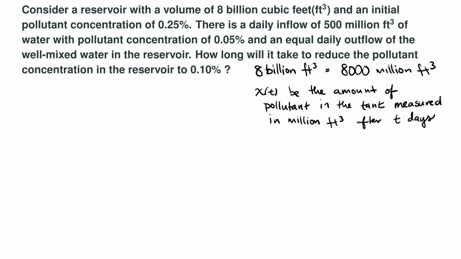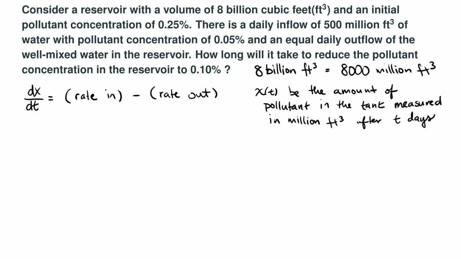So the rate at which the amount of pollution is changing in the tank per day is related to the amount of pollutant that's coming into the tank minus the amount of the pollutant that's coming out of the tank. So dx/dt equals rate in minus rate out. I think it's always helpful to start here. This tells us the general structure of the equation. And now we just need to carefully think through how I can express the rate of pollutants coming into the tank and then subtract the rate of pollutants going out of the tank.